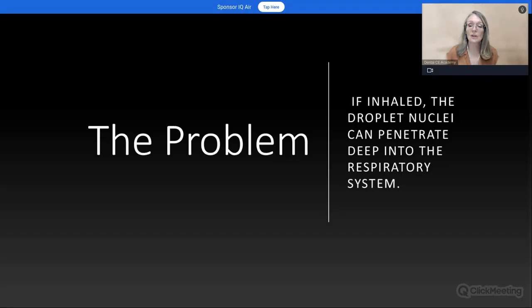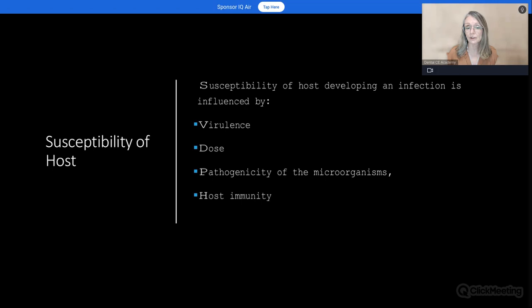All right. So again, the problem that we're concerned about here, and even prior to COVID, is that when inhaled, these droplet nuclei can penetrate very deeply into the respiratory system. And of course, as we said, the ultrafine particles can affect any organ in the body, any and every organ in the body.